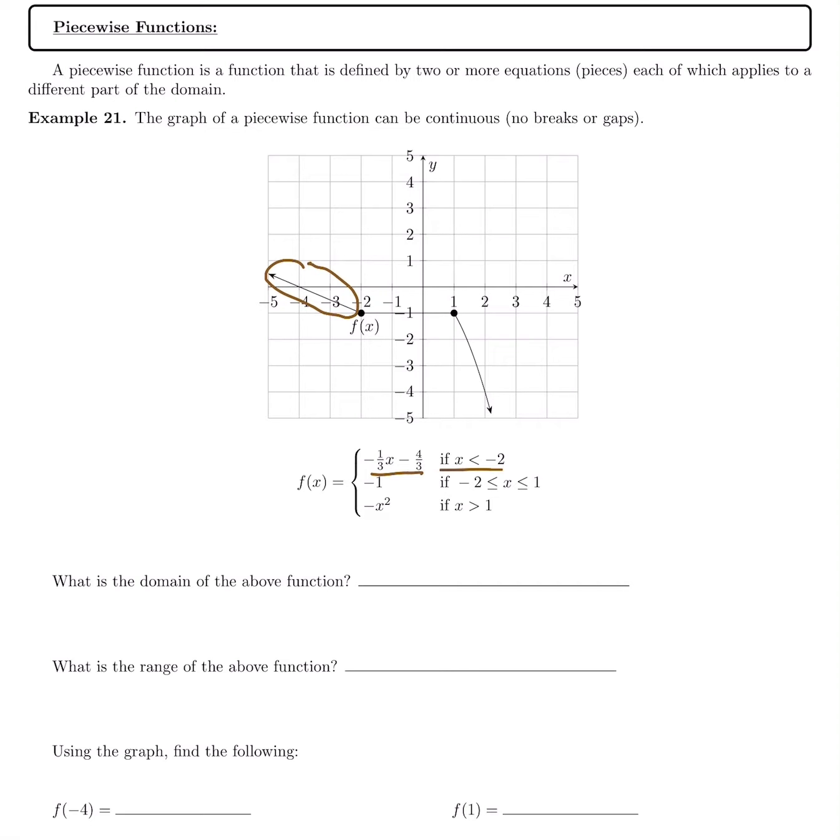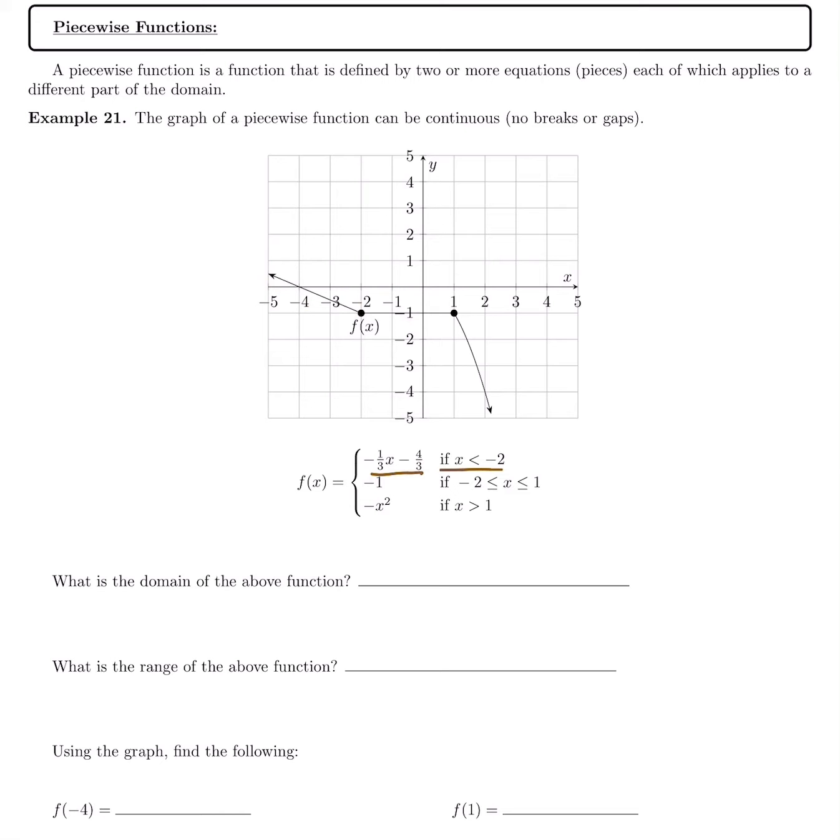The next piece says that the y value is negative 1 as long as x is between negative 2 and positive 1, and it can also equal negative 2 and 1, so less than or equal to. So it's this piece here, including these endpoints, because it can be equal to negative 2 and 1. And our last piece is that we have negative x squared if x is just bigger than 1. So it's going to be this piece on. So we have three pieces to our piecewise graph.